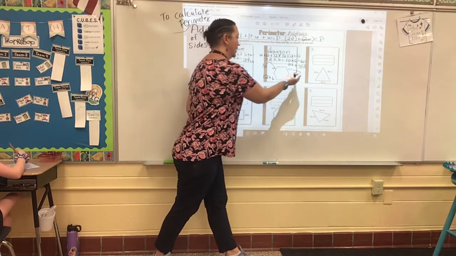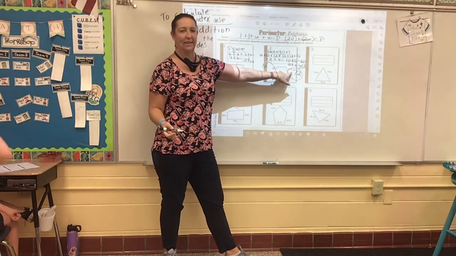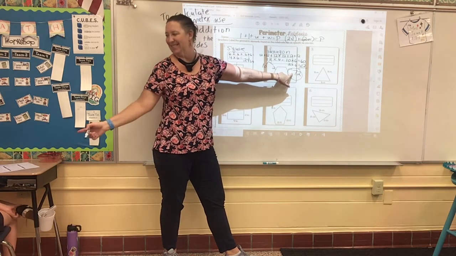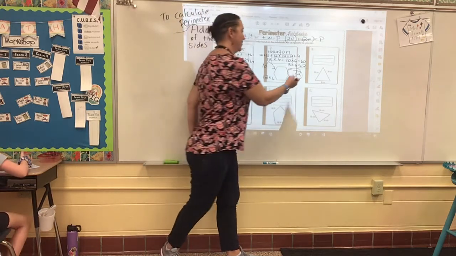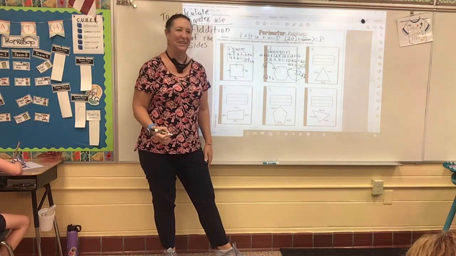What's my unit? Look on your paper if you can't see it up here on the board. Feet. And so my perimeter is 72 feet. Did everybody see how I solved that?